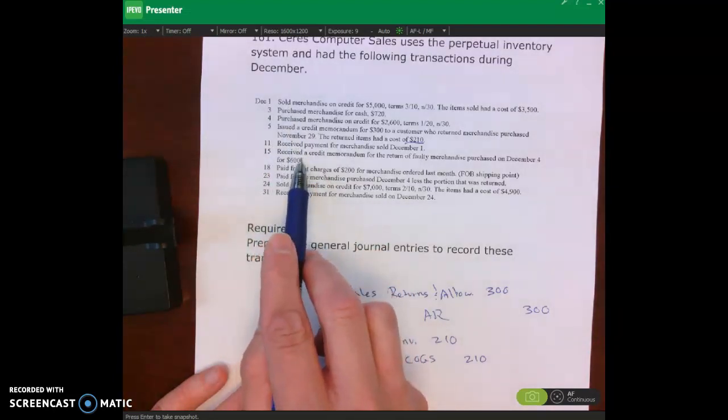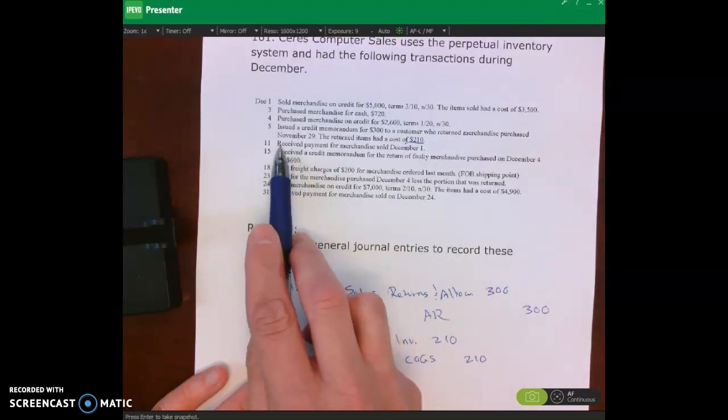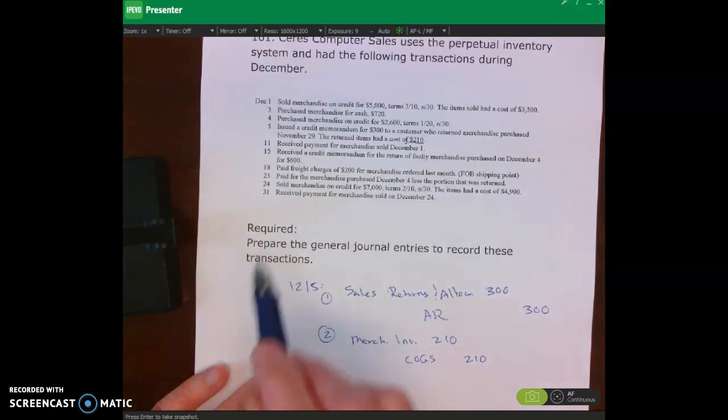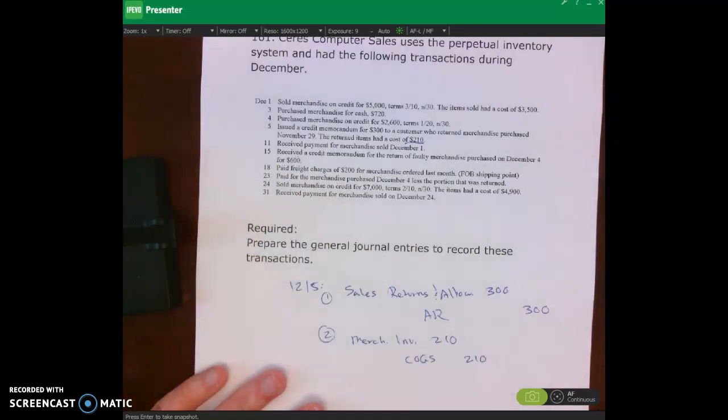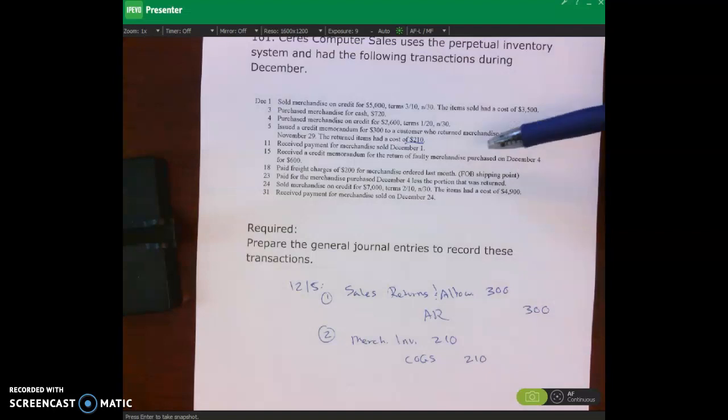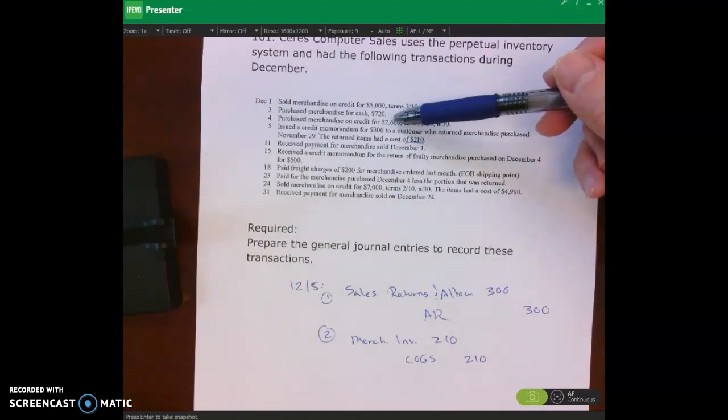Let me take a second over here and just comment on the 15th, and then I'm going to turn you loose to do the rest of these, okay? So it says on the 15th, it received a credit memorandum for the return of faulty merchandise purchased on December 4th. So in this case, we received a credit memorandum from the seller, and that's for faulty merchandise that we purchased on December 4th.